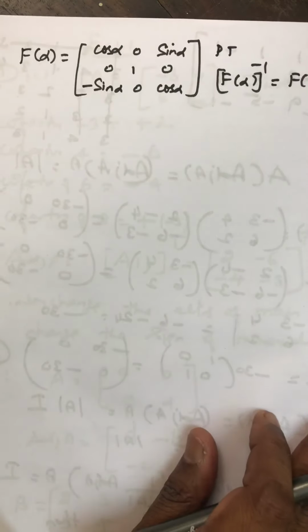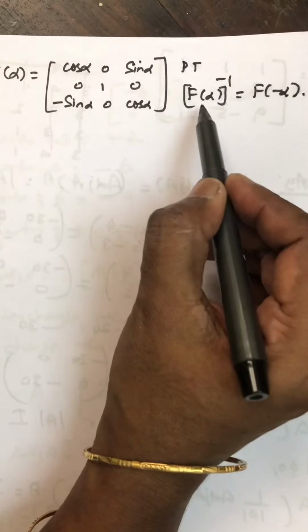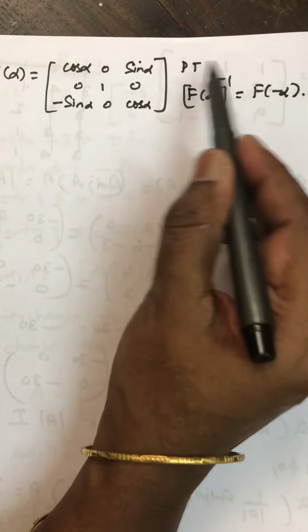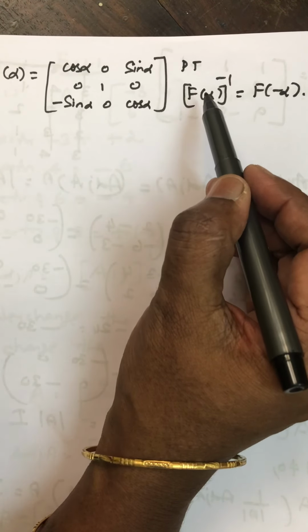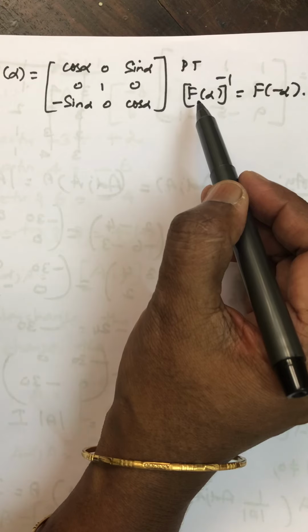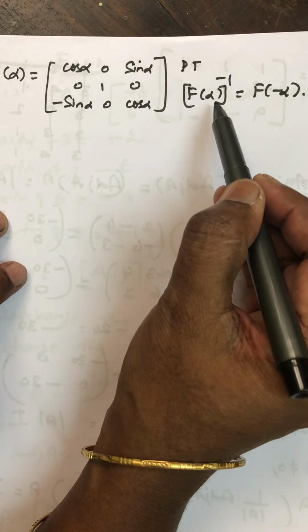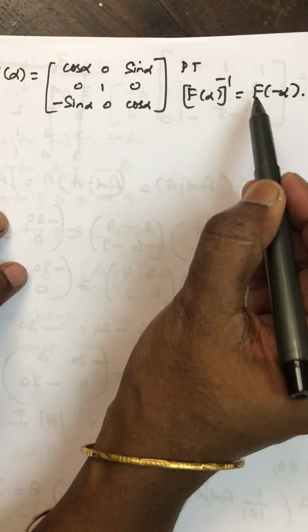So how to prove this? See, left hand side we need to find out, instead of A matrix it is given f of alpha because it is a function of alpha. Find out inverse of a matrix. You know how to find out inverse of a matrix. 2 steps. First step, find out determinant. Then if the determinant is not equal to 0, proceed to find out adjoint of f of alpha, then f of alpha whole inverse. Right hand side we have to find out f of minus alpha.